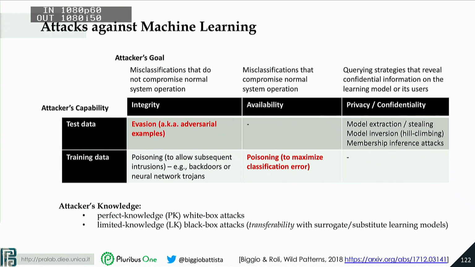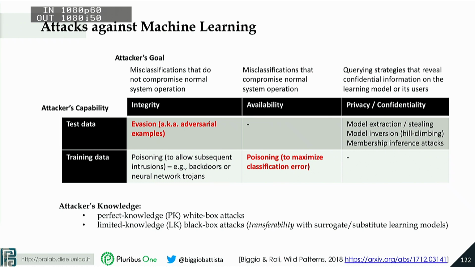You can characterize the attacks by intersecting the different attack goals that we defined with the capability of manipulating the data. As you can see, so far we've seen integrity attacks obtained by manipulating the test data, that's the evasion setting, and availability attacks by manipulating the training data. That's the poisoning attack, where you want to maximize the error, right?